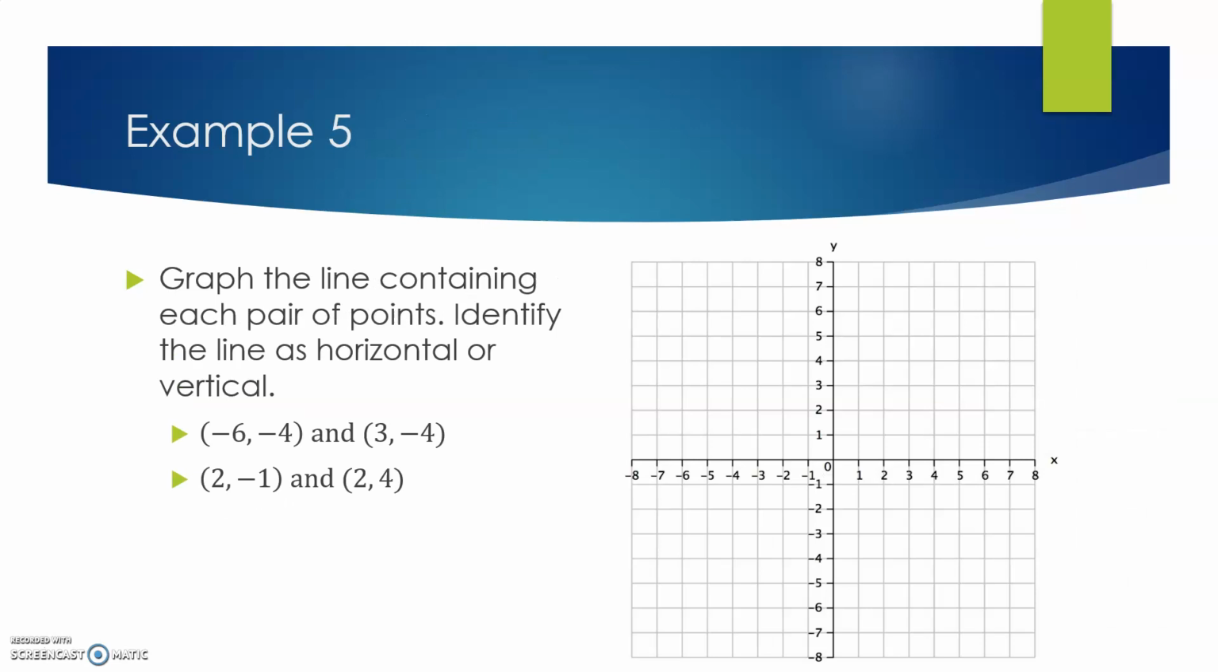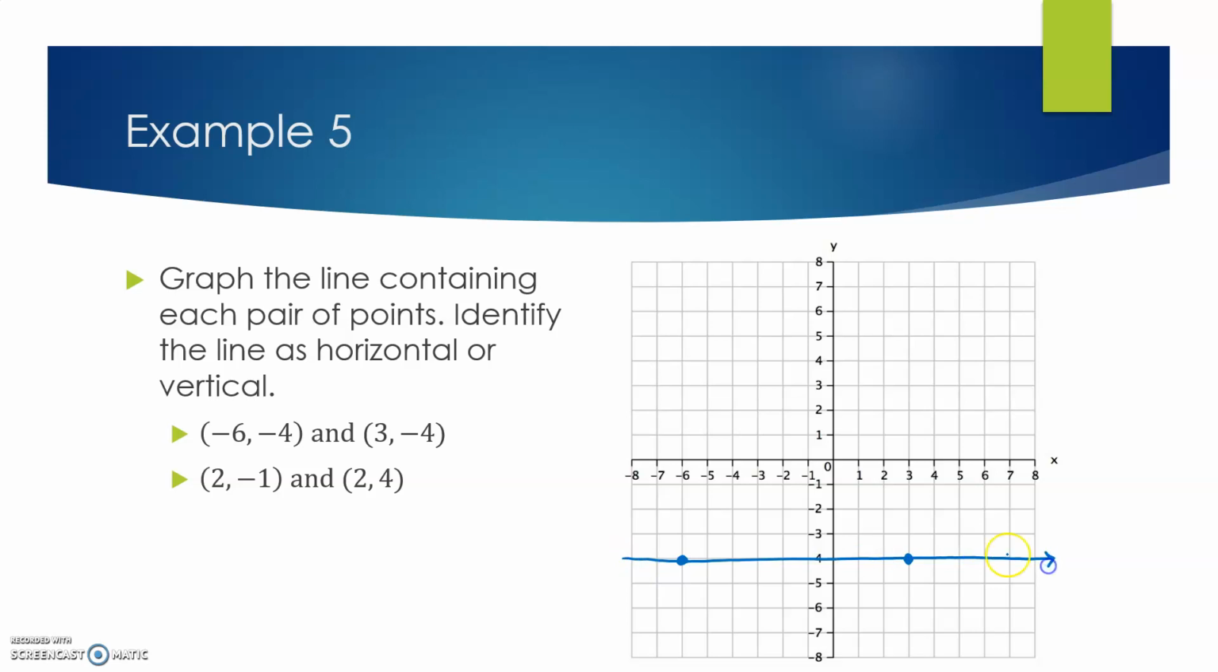All right, graph the line containing each pair of points and then identify the line as horizontal or vertical. So for the first pair of points, we've got negative 6, negative 4. So I'm going to go negative 6 in the x direction and then negative 4 in the y direction. And I'm going to put a point there. It does not have a letter, so I don't have to label it. My next point is at 3 and then negative 4. And I need to connect those with a line.